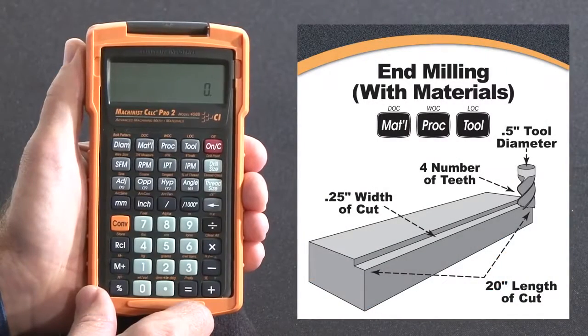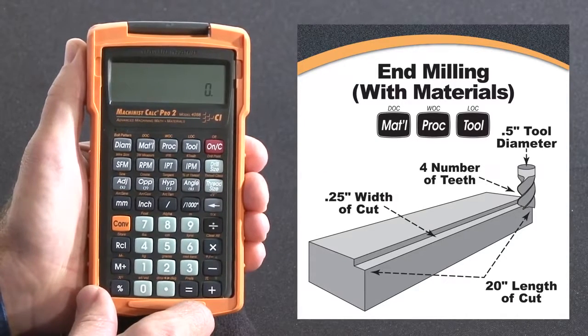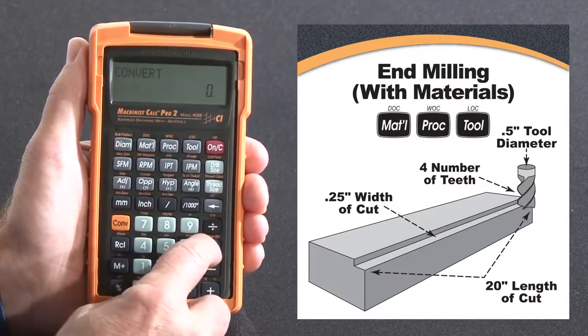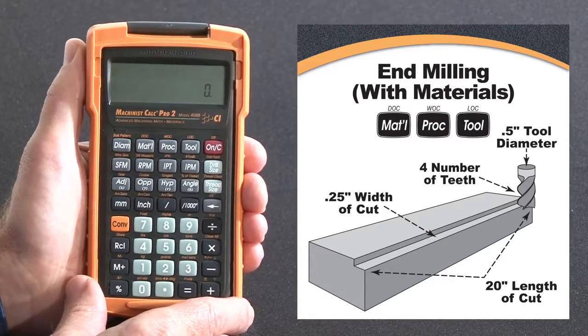Now let me show you how to solve RPM, feed rate, cut time, material removal rate, spindle horsepower, and torque needed for end milling some 1020 low carbon steel with a 4-tooth high-speed steel tool. I'm going to start off by hitting convert times to clear everything out for a good starting point.